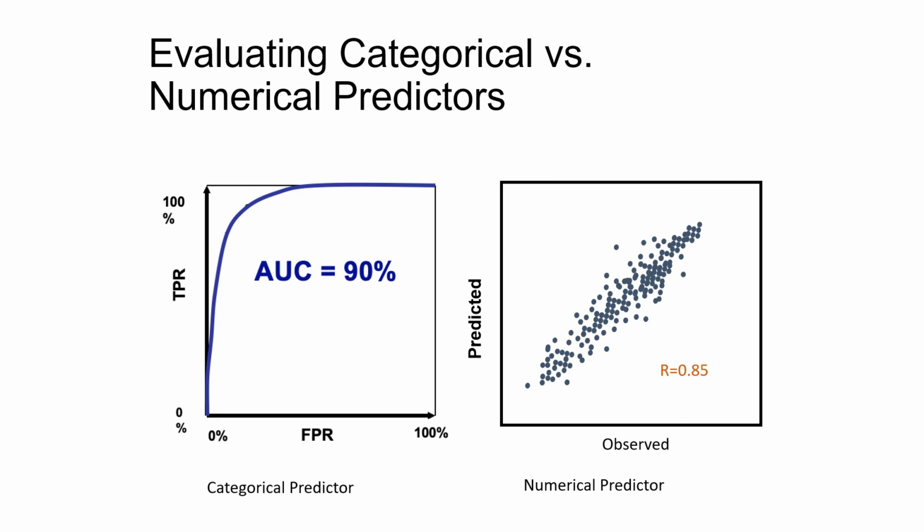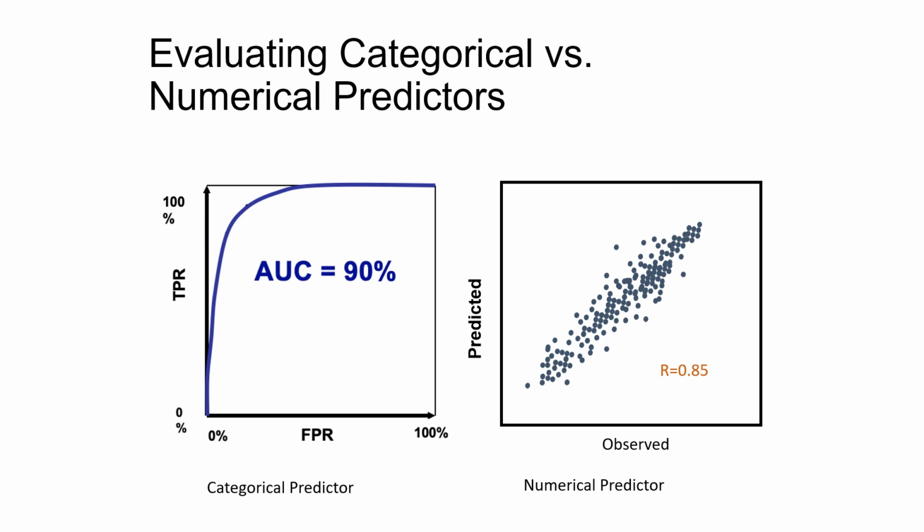So again, just to remind people, you can have either numerical predictors, which are shown on the right, and we have to evaluate those based on correlation coefficients, or you can have categorical predictors, and those have to be evaluated using area under the curve. PLSDA is a very good technique for doing categorical prediction. Linear regression and parametric equations are good for doing numerical predictions.